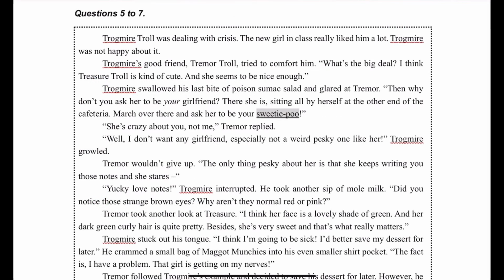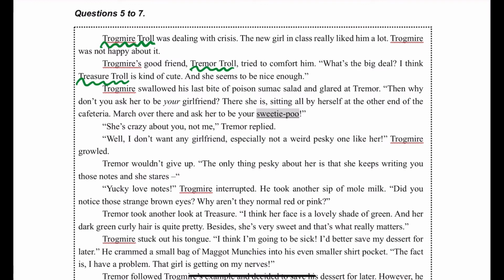Moving on to questions 5 to 7, we're going to be reading an extract presumably from a chapter of a book, or of a book in general. It's a fictional story, and we know this because there's a bunch of dialogue, and also we can assume that these characters are trolls. Now, the reason for that is because of the names. So we have Trugmar Troll, and then we have Tremor Troll, and Treasure Troll. Right, with last names of Troll, we can just assume they're trolls, right?